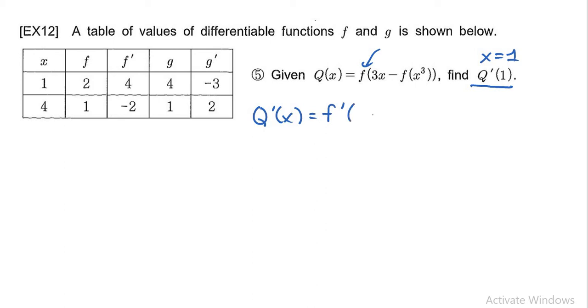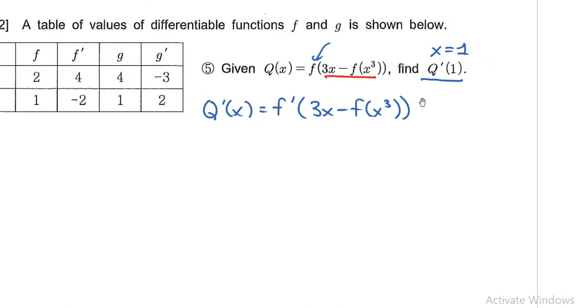So f prime of bracket 3x minus f of x cubed, close the bracket, and then I need to take the derivative of the inside term. So the derivative of that is going to be 3 minus, and the derivative of f is f prime of x cubed, and then using the chain rule you take the derivative of the inside guy, which will be 3x squared, and then you would just finish off by closing the bracket there.